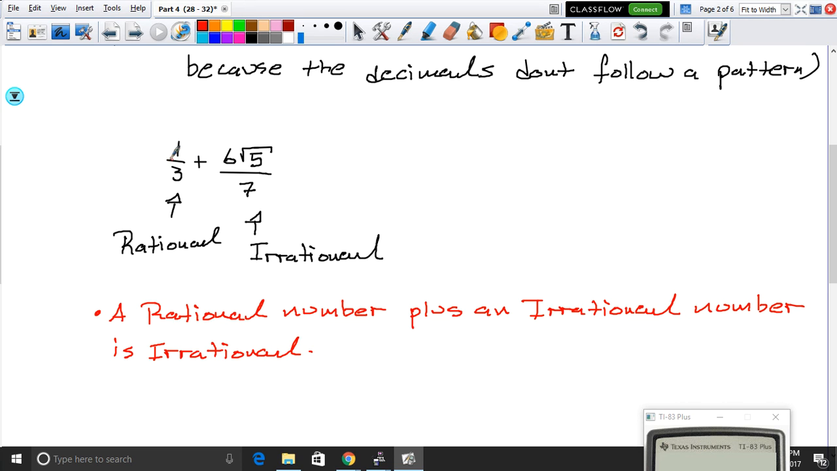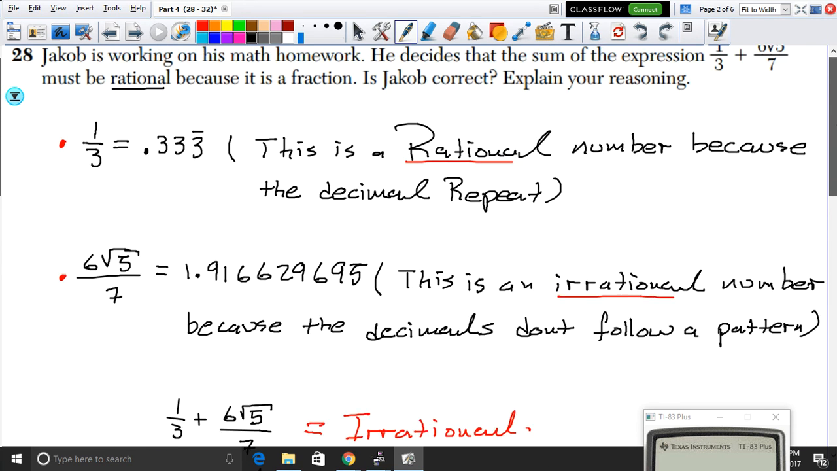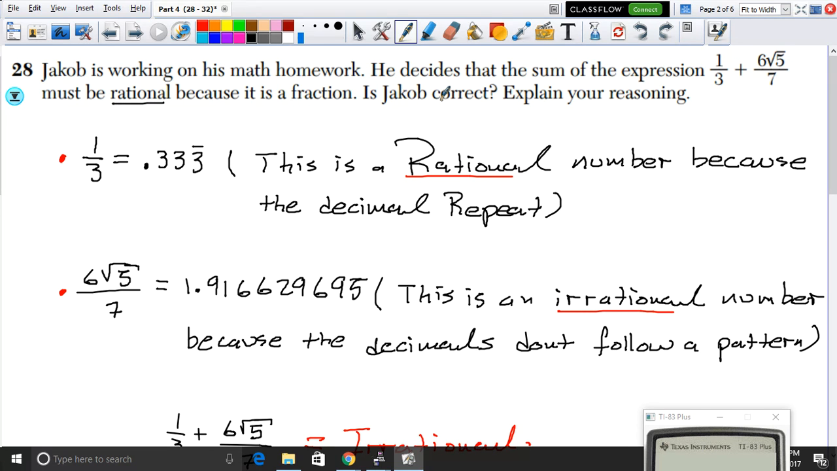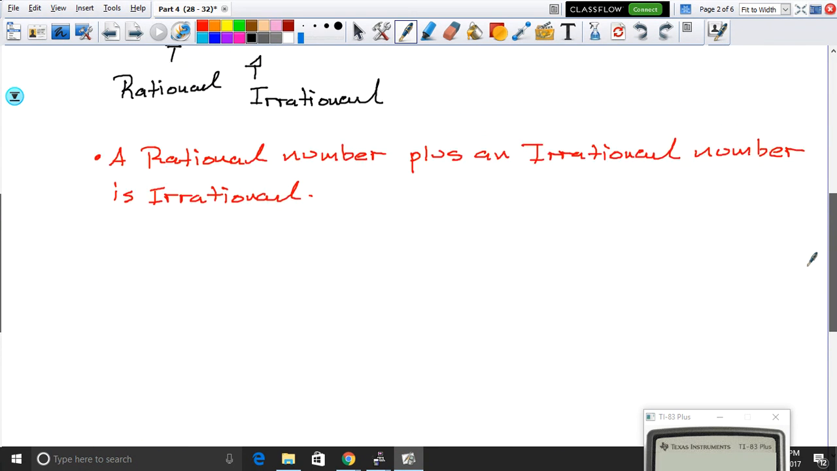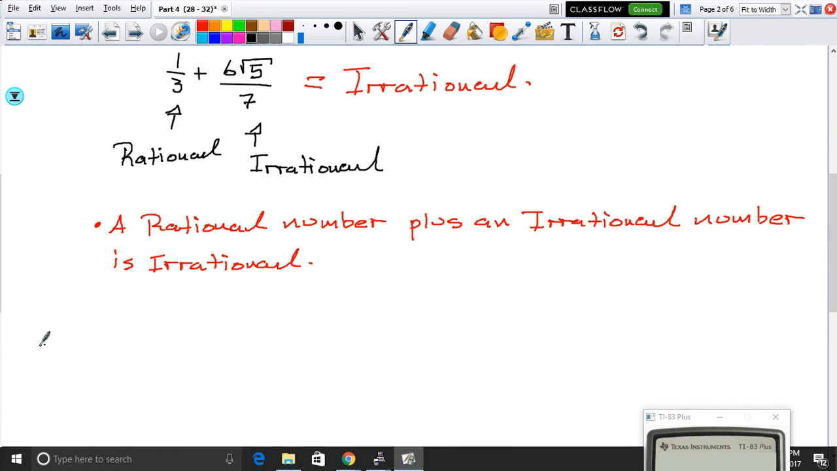So if we look at our example, we know that this is rational, and we know that this is irrational. And because of this rule in mathematics that says if you add a rational with an irrational number, then the result is irrational. What I mean by product, I mean addition. So let's come back to the question. Is Jacob correct? Jacob said that this was a rational number. So no, Jacob is incorrect. So Jacob is wrong.